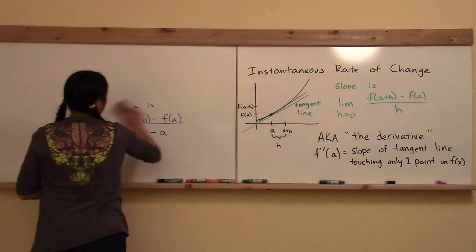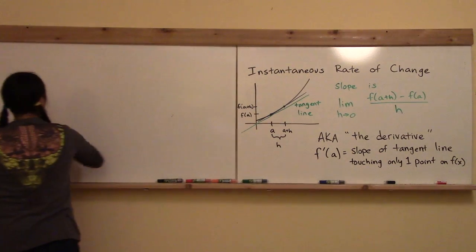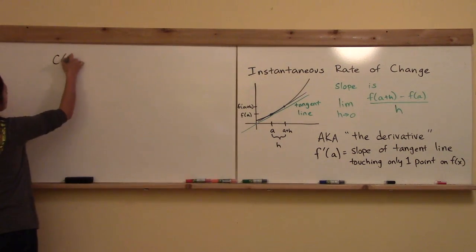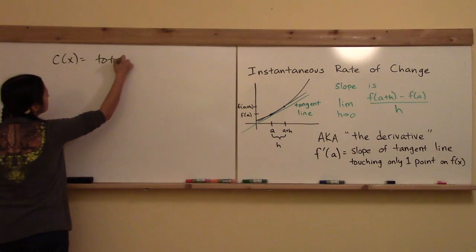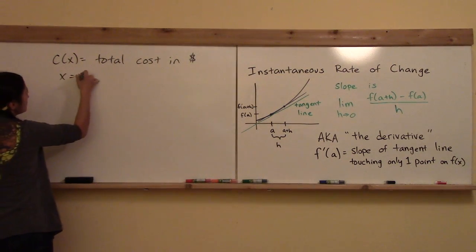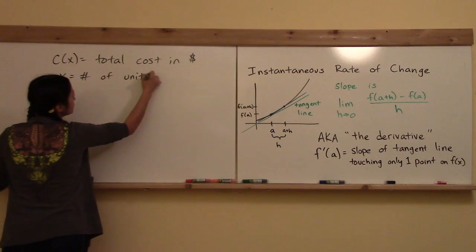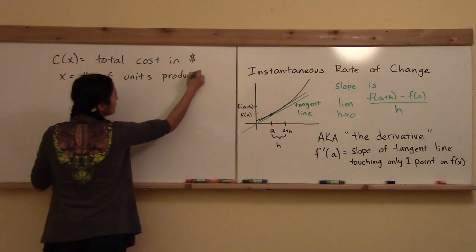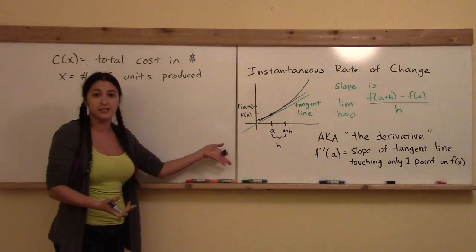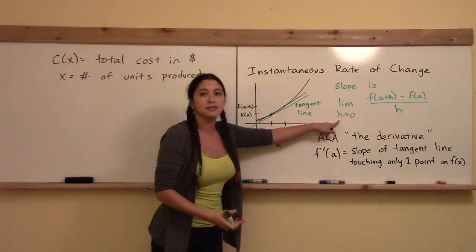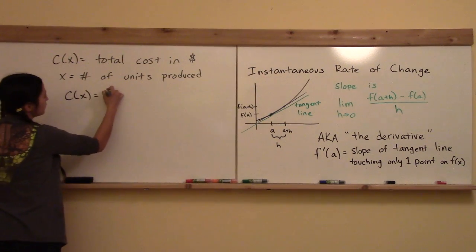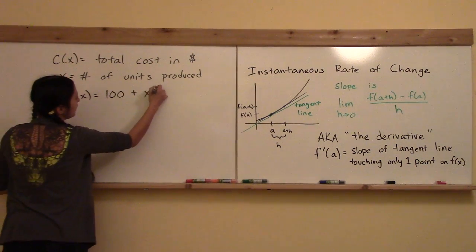So let's say maybe we're going to have a cost function that describes what is our total cost to produce X units. Okay, so that's a familiar function. C of X is going to be the total cost in dollars. And let's say that X is going to be the number of units produced. And what we're going to do here is we're going to calculate an average rate of change, and then we're going to compare it with the instantaneous rate of change, which we will derive using the limit definition of the derivative.